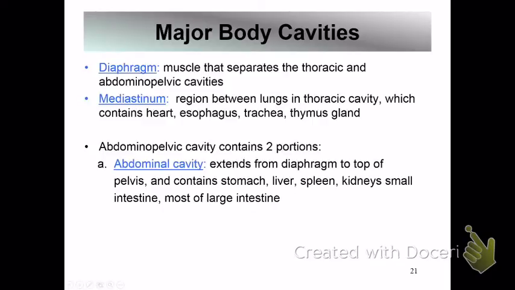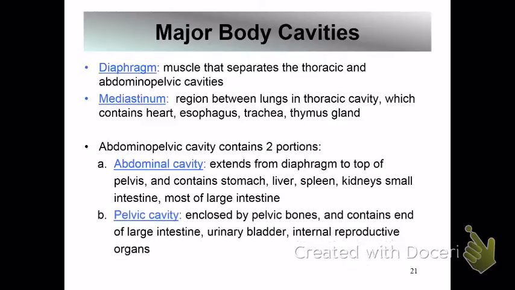Abdominal pelvic cavity. We got that one. It extends from the diaphragm, that muscle, to the top of the pelvis, and what does it contain? The digestive organs, and so this is just the abdominal, right? The digestive organs, small intestines, large intestines, etc. Okay, the pelvic cavity contains the pelvic bones. I bet you could get that one right on the test, right? Large intestines, urinary bladder, internal reproductive organs.